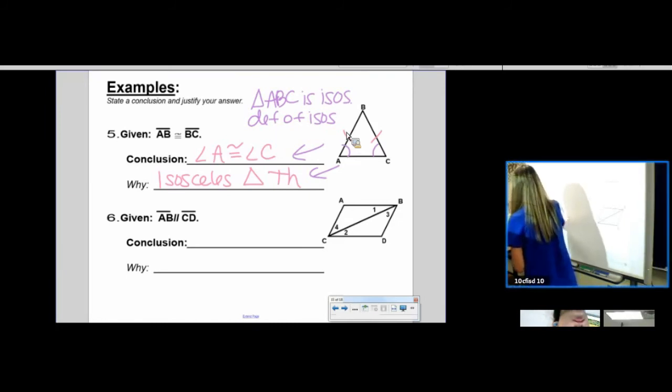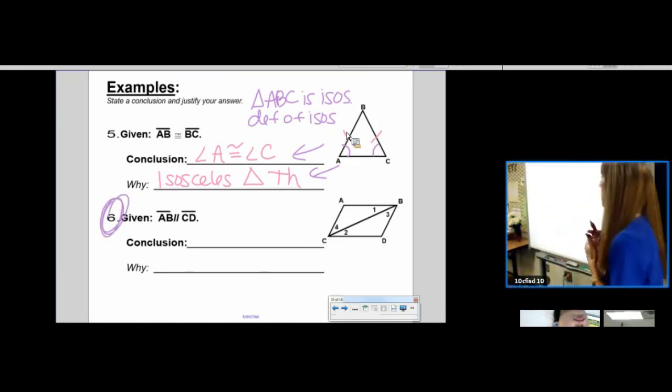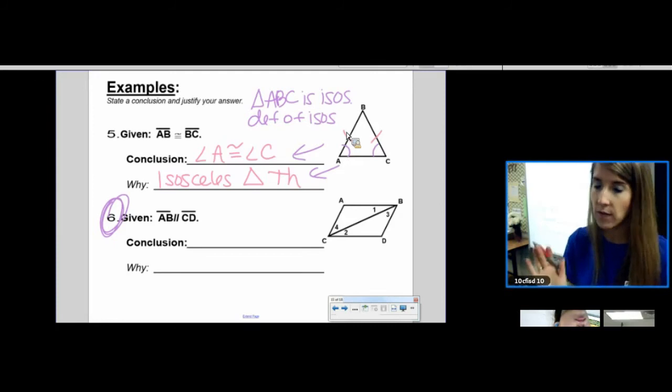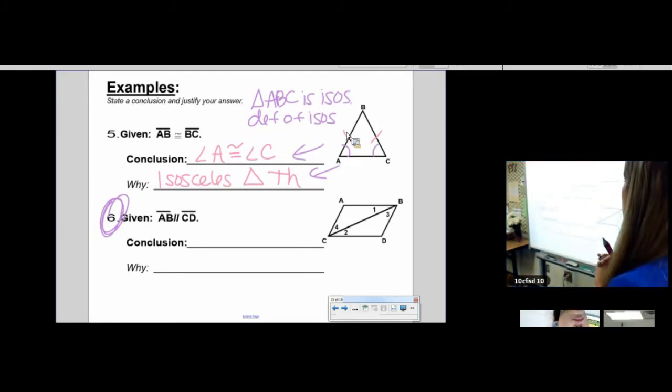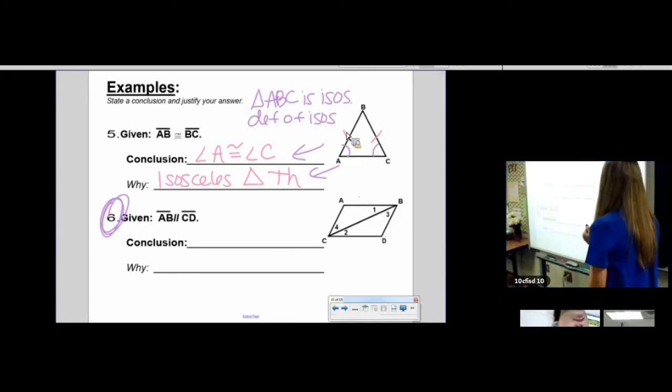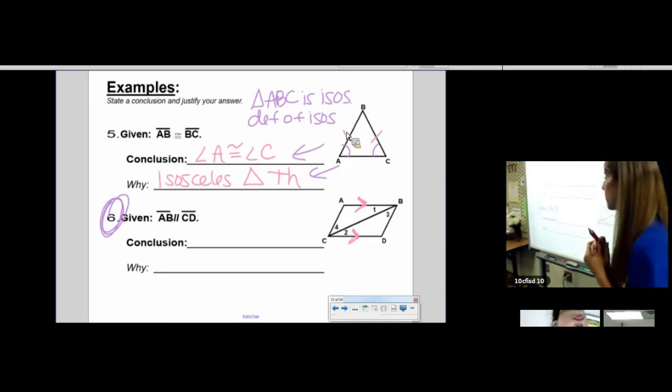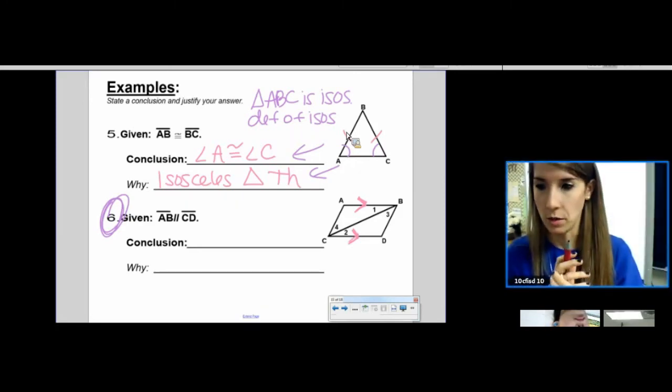Number 6 is a big one, guys. A big one. It'll be on your homework, so don't worry if you don't have time to write this down in your notes. Given segment AB is parallel to segment CD, what can we conclude?